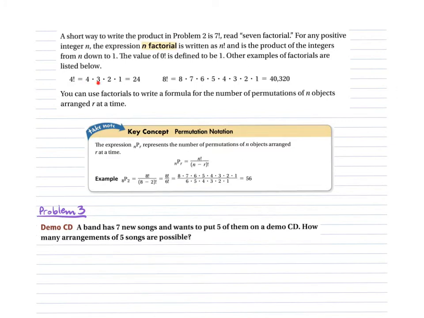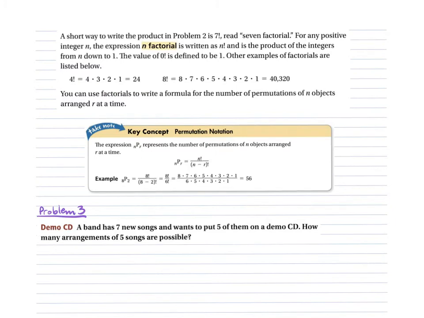4 factorial is 4 times 3 times 2 times 1. 8 factorial is this. I did say on the last page that my calculator has a factorial button. If you are using Desmos, you can just use the exclamation point as factorial. So in Desmos, if you write 8 exclamation point, it will give you this number. So you have access to that as well if you do not have a calculator with factorial on it.